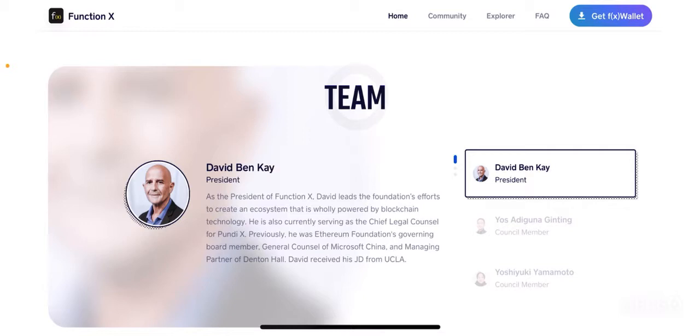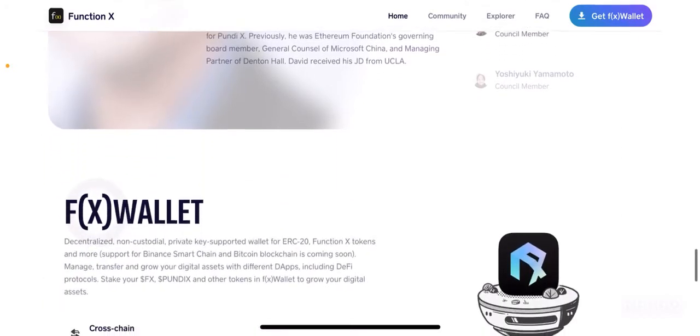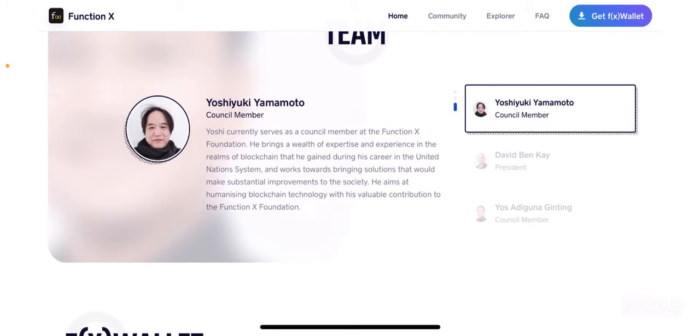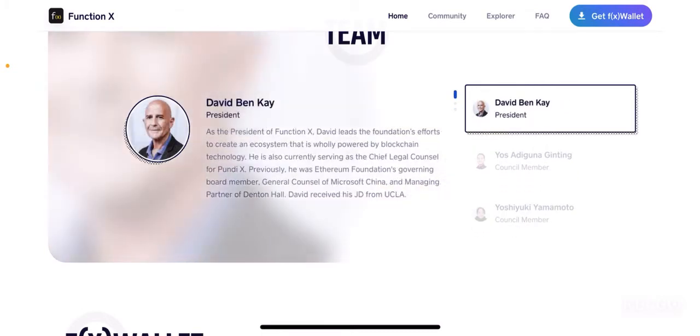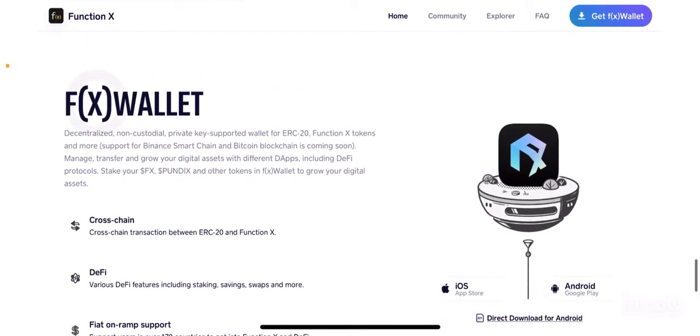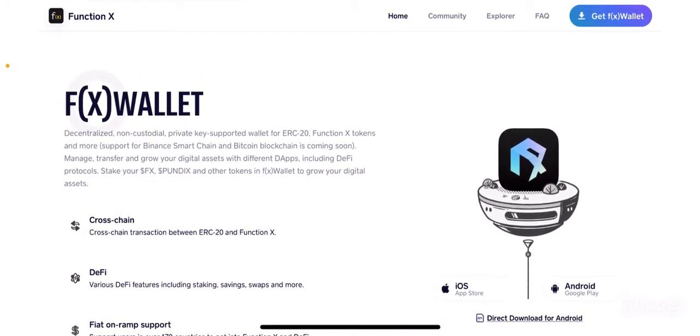So now we are moving to the team members. David Ben K is the president of this platform, and you can also see some of the other members as well by scrolling on the side, and you can see some of the three main players in this ecosystem who created this platform, right? So you can do a lot of research on them to see what other projects they were working on before and what projects they'll be working on in the future.